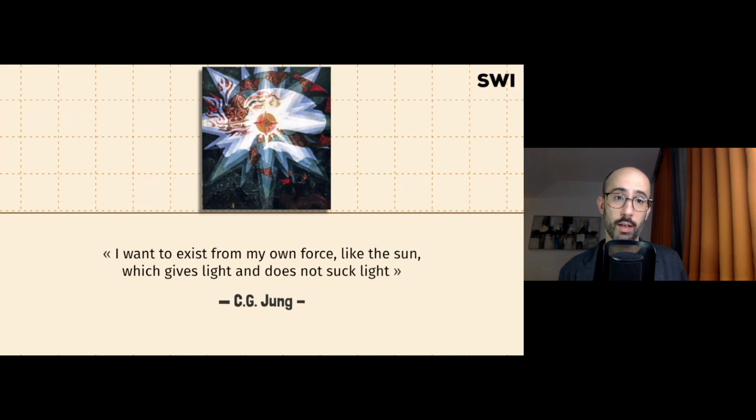This is another C.G. Jung quote and a painting from his Red Book. I want to exist from my own force, like the sun, which gives light and does not suck light. And with that quote, we have now arrived at the end of part 2, and we're ready to cover the higher circuits, which begin to address how we can become our own force, like the sun, which gives light and does not suck light.